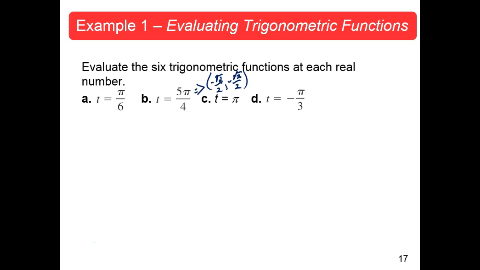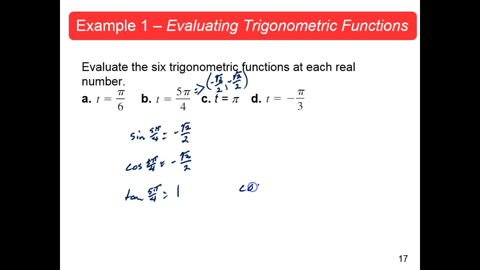So now we can write down everything we need to know. What is sine of 5 pi over 4? Negative root 2 over 2. Perfect. It's the y value. And cosine of 5/4 pi is the same thing, negative root 2 over 2, the x value. And it's on the line y equals x, so it's got to be the same. What's the tangent of 5/4 pi? It's 1, because it's the ratio of those.